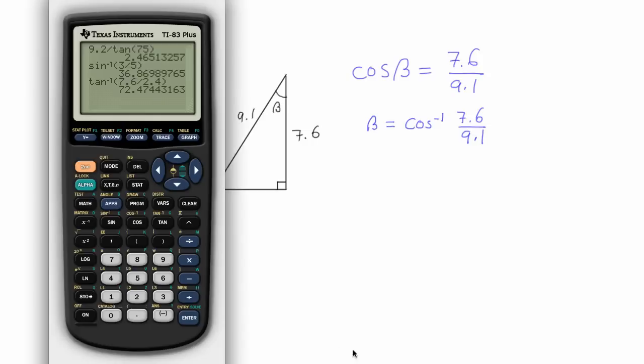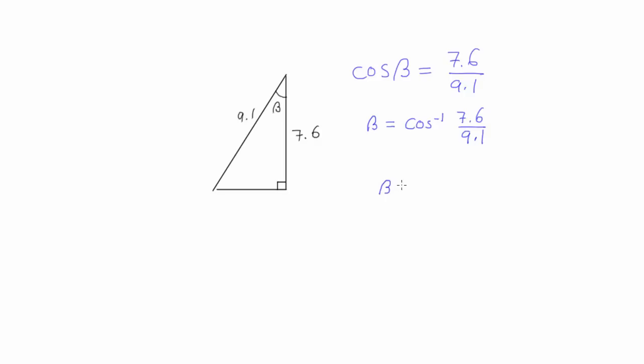Get out the calculator. This time we've got the inverse cosine of 7.6 divided by 9.1, which gives us an angle of 33.3 degrees. We'll round that off to 33 degrees. So beta is equal to 33 degrees.